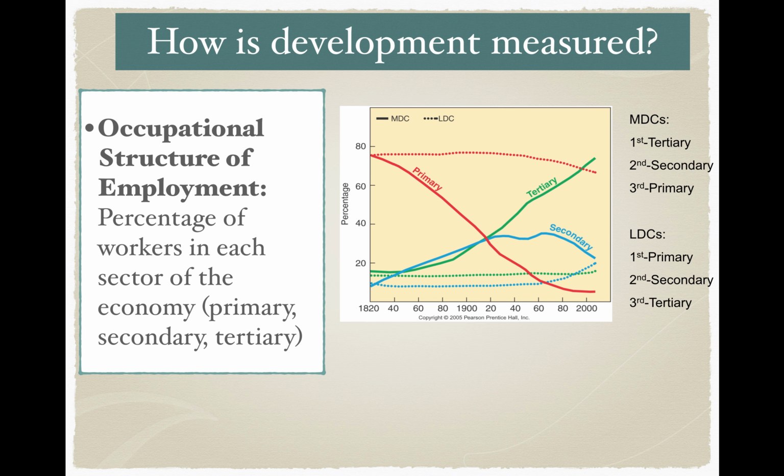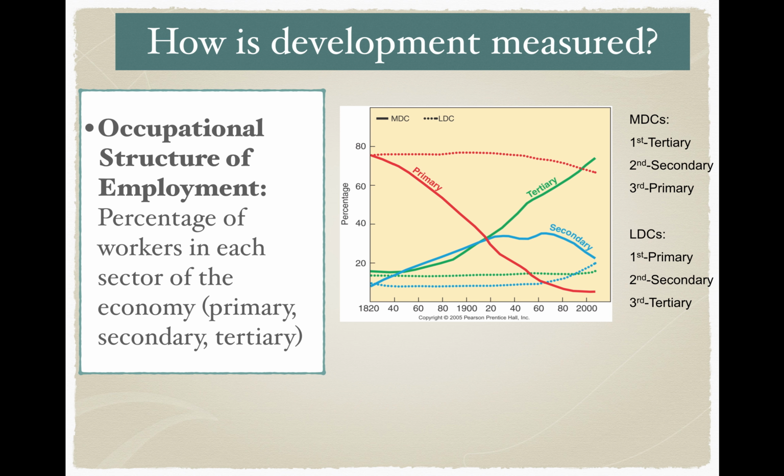So look at those two lines there. You can see the red is the indication in an LDC, the dotted red line. You'd see that the vast majority of the people in LDCs work in the primary sector. That's gone down, and we can attribute some of that to changes in agricultural practices. But on the whole, from 1820 to 2000, the vast majority of people in LDCs work in the primary sector. In contrast, look at the solid red line.